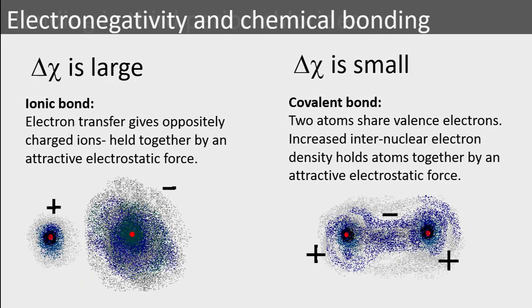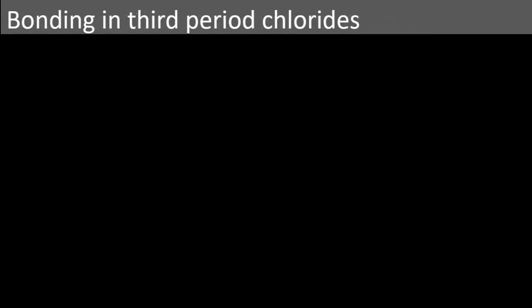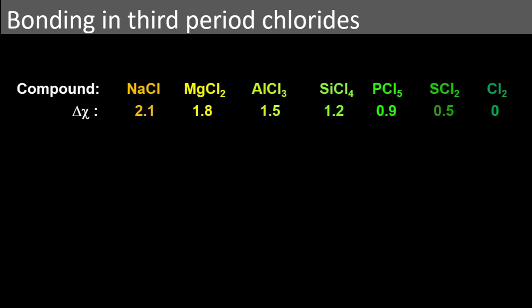By way of an example, let's have a look at a series of related compounds. If we look at the chlorides of the third row of the periodic table, that is sodium chloride, magnesium chloride, aluminium chloride, silicon tetrachloride, phosphorus pentachloride, sulfur dichloride, and elemental chlorine itself. Because elemental chlorine contains chlorine atoms bonded together, this gives us a series where the differences in the electronegativities of the two different elements gradually changes. It is greatest for sodium chloride and goes all the way down to zero for the two identical atoms in a molecule of dichlorine.